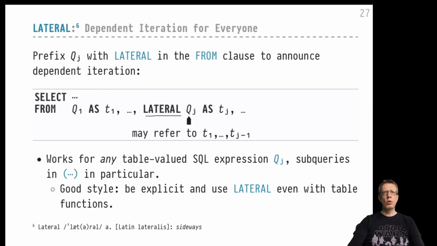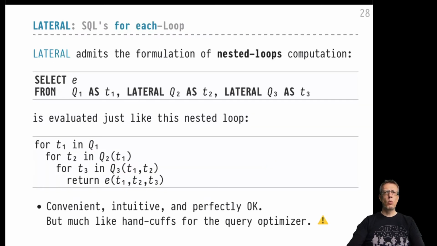Okay, so this would be dependent iteration and sideways row scoping for any subquery, not only for set returning functions. What we then have here, I would say, is something like SQL's equivalent of a for each loop, of nested for each loops actually. Lateral is the way to specify a nested dependent iteration inside SQL. Okay, the query could look like this.